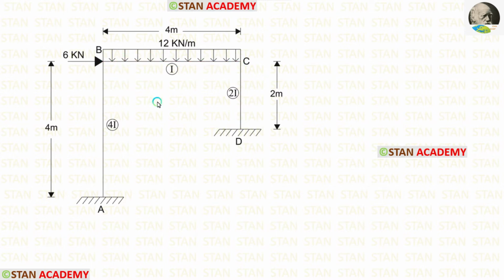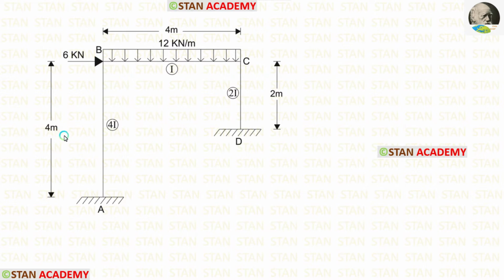In the columns, there are no loads. In the beam BC, there is uniformly distributed load 12 kN per meter. It is acting for the full span. In the point B, there is a nodal point load 6 kN. It is acting towards the right side.